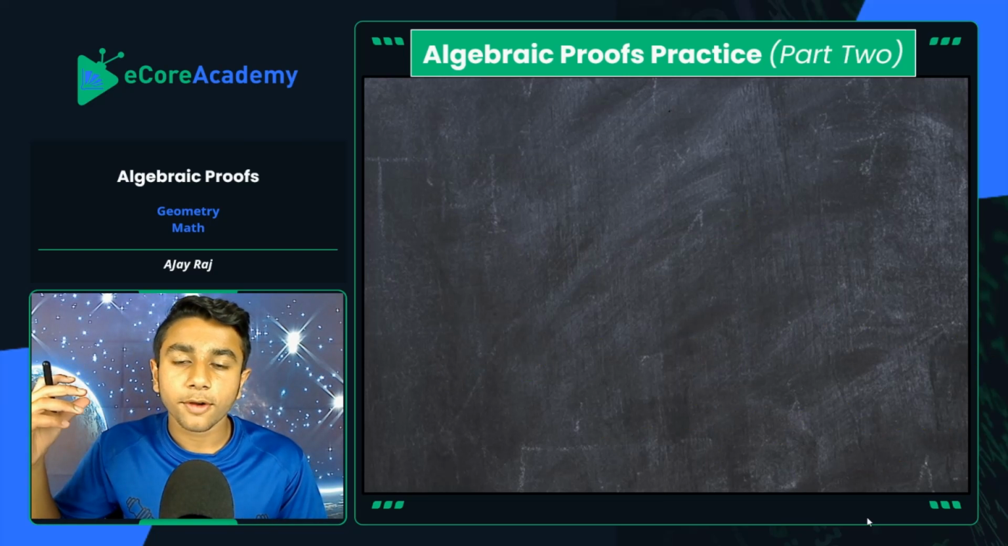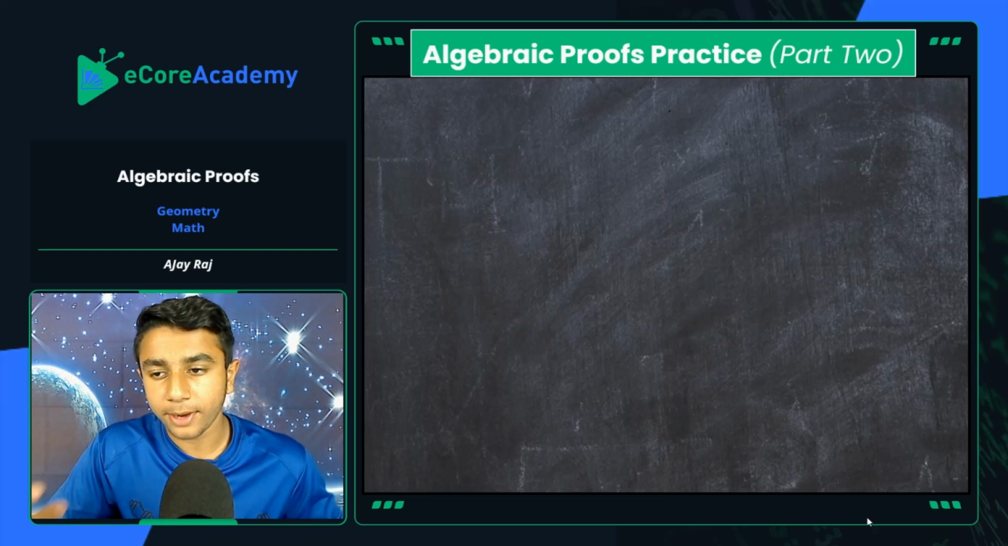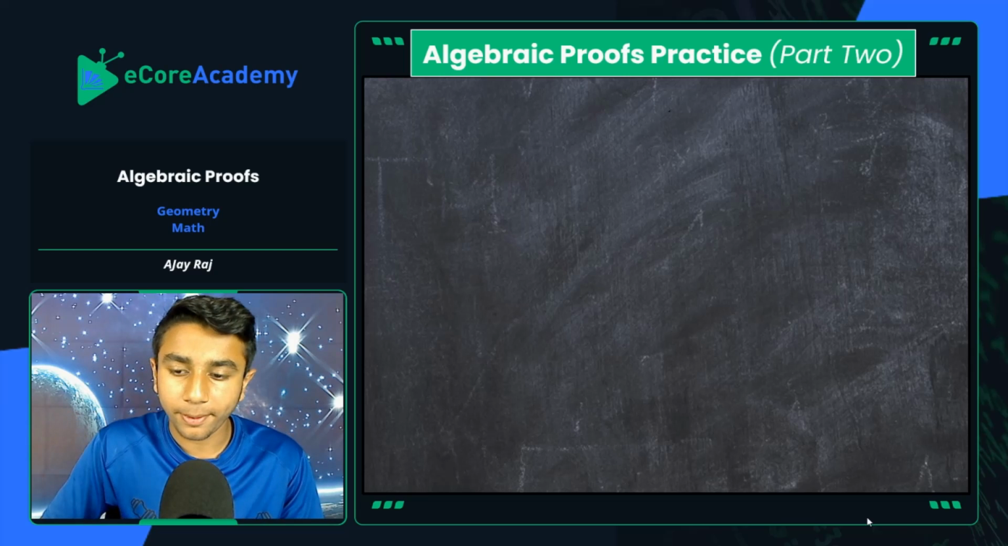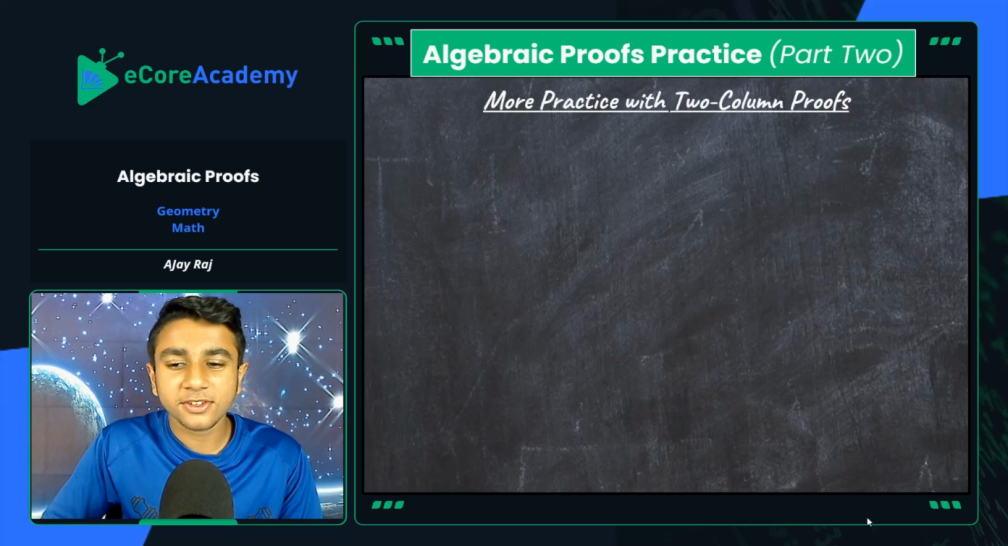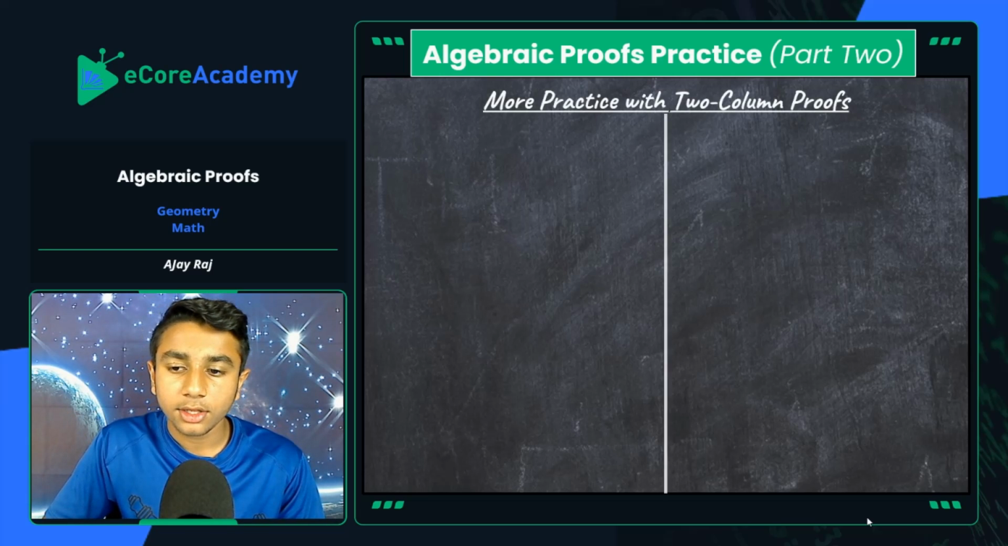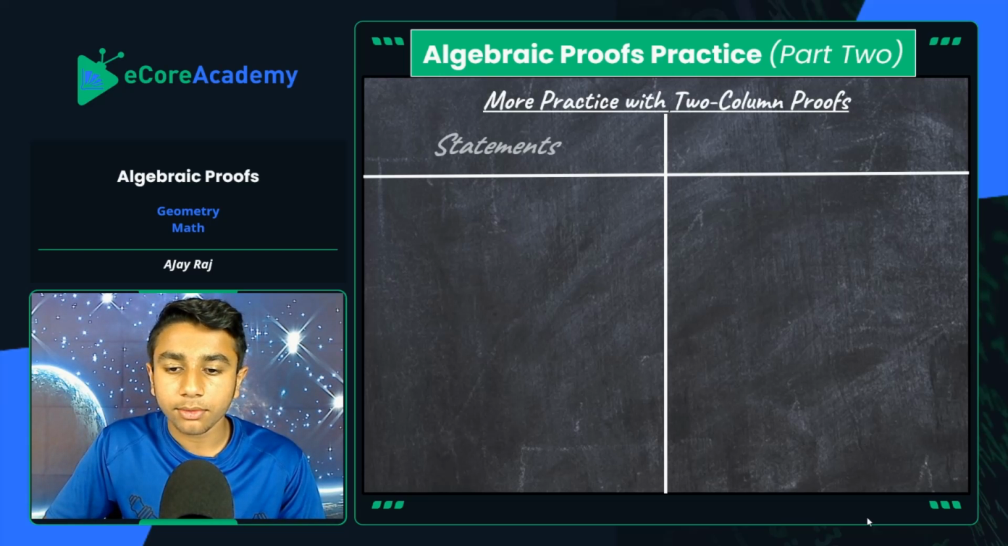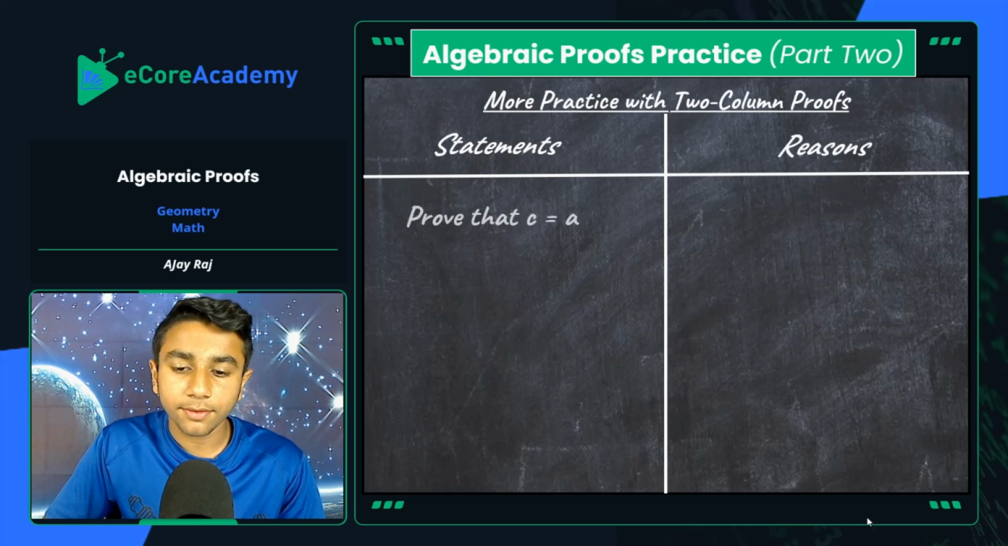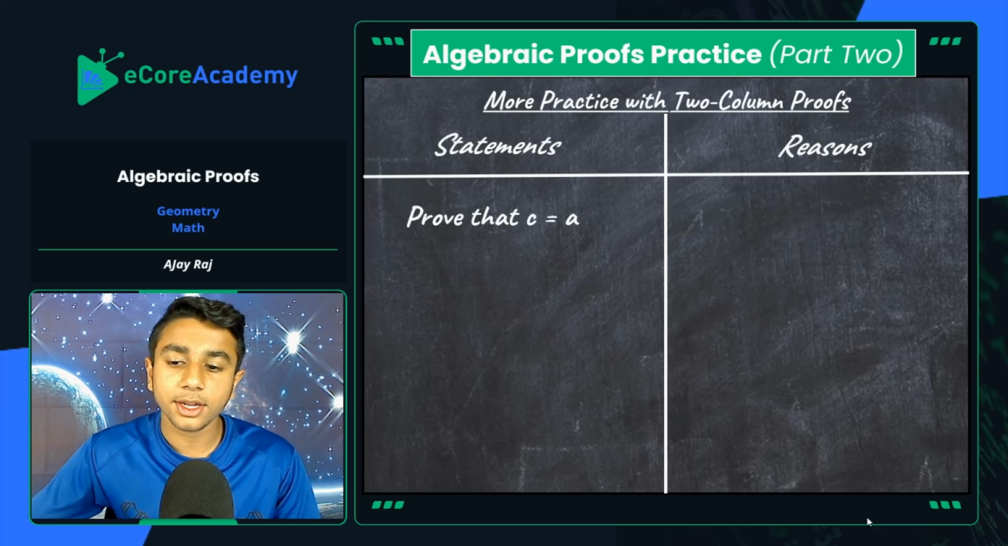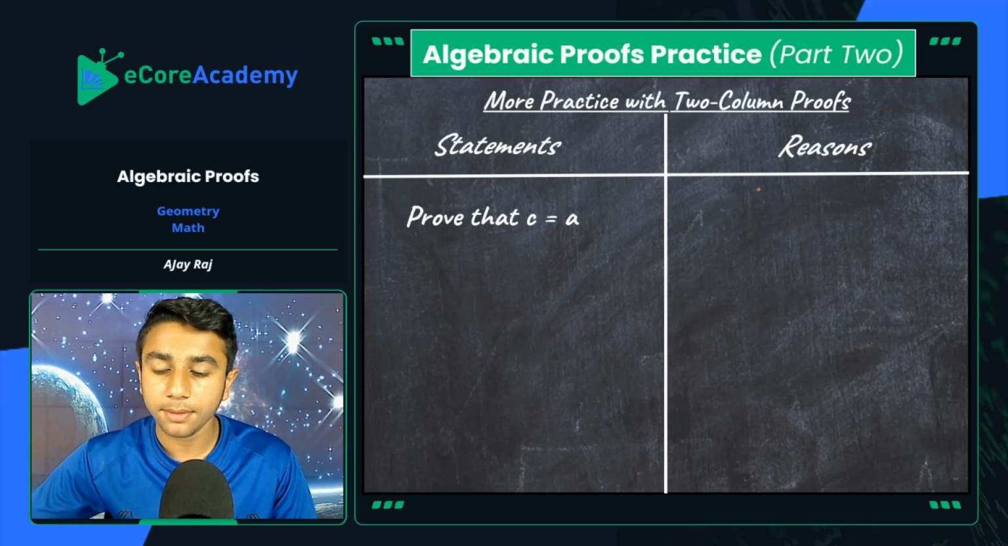And now we're going to move on to our final problem, which is Algebraic Proofs Practice Part 2, and this is going to be more practice with two-column proofs. This is going to be a very simple proof, and I'm just going to apply the transitive property of equality. So I'm going to make my two-column chart here. I'm going to put my statements on my left side and my reasons on my right side, and then we're going to give our first statement here, and that's prove that the value of variable c equals a. So we're going to write here that that's a given statement because it's been given to us already.